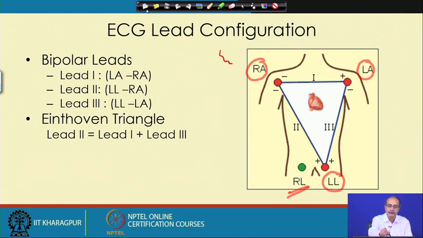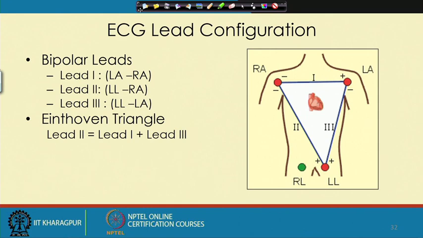Now, let us look at what is lead 1. Lead 1 means that the left arm and right arm, in between these 2 points the connections are made. So, the connections are made between these 2 points for the lead 1, and all the time the right leg is grounded, that is something permanent. So, that gives us a waveform, we call that lead 1 configuration ECG.